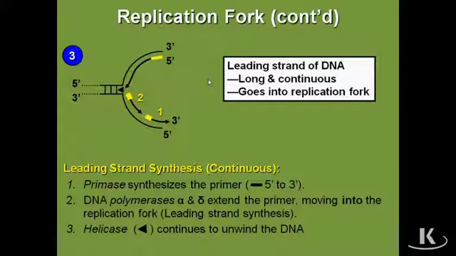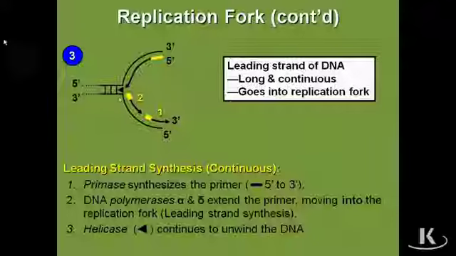So let's first consider the leading strand. The leading strand is long and continuous, and think of it as going into the replication fork. It's going in the same direction. It's being synthesized or duplicated in the same direction as the replication fork is going. What do I mean by that? Well, here we have this little arrow, which is telling you that the replication fork is moving from right to left, and we have 2 strands of DNA. One is being duplicated from right to left, and one is being duplicated from left to right. The strand that's being replicated from right to left is moving in the same direction as the replication fork, which is also moving from right to left. Therefore, we refer to that as the leading strand.